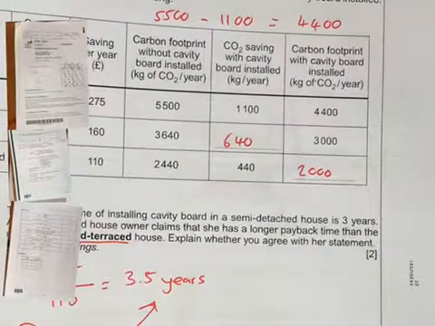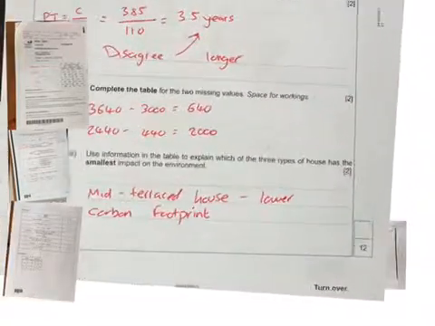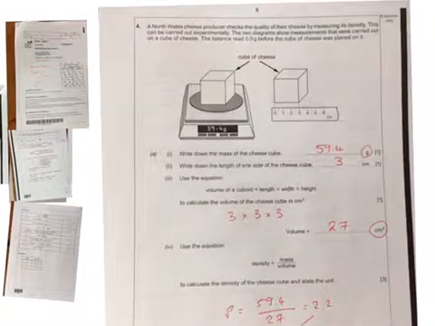Well, you can see the carbon footprint is really low compared to this one for your mid-terraced. So that's why I've said mid-terraced, because for 2 marks, carbon footprint is small. So let's park that up there.